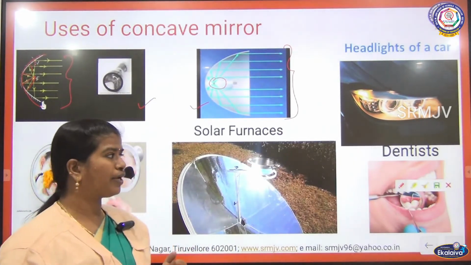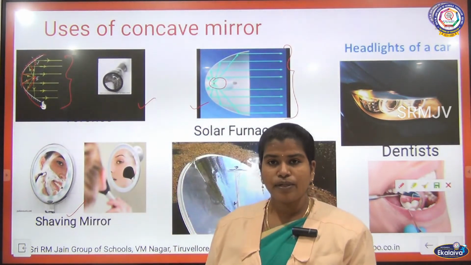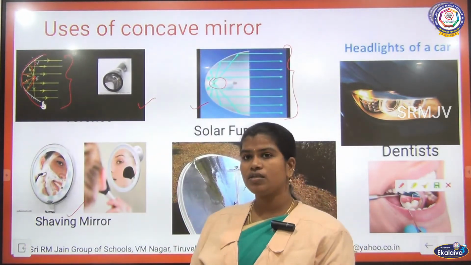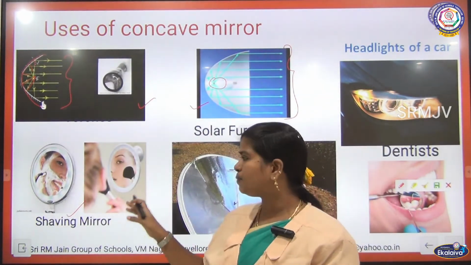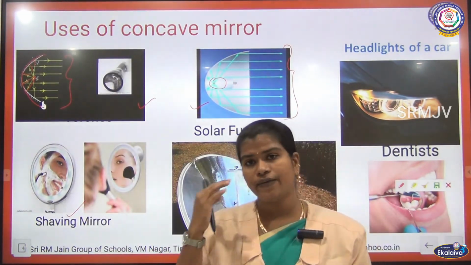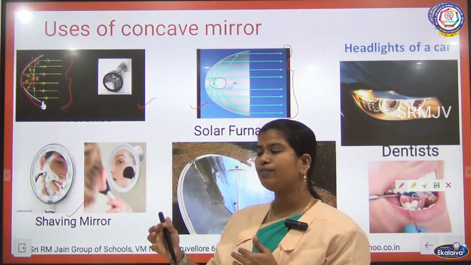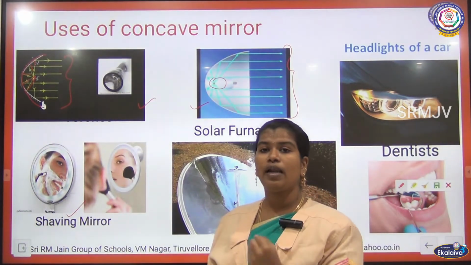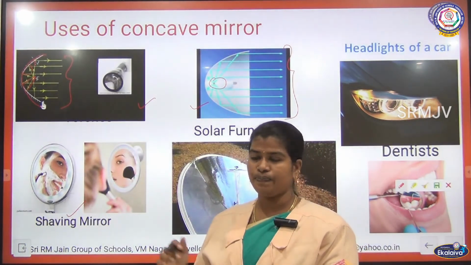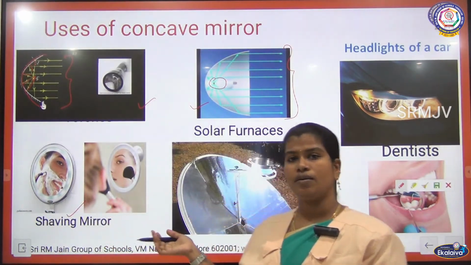The next usage is that the concave mirror is used as a shaving mirror or makeup mirror, you can say it in any way. If we draw the ray diagram for this particular use, the object should be placed between the pole and the focus. When the object is very near to the concave mirror, it produces a virtual and erect image, and it is also enlarged. So the concave mirror is used as a shaving mirror as well as a makeup mirror.